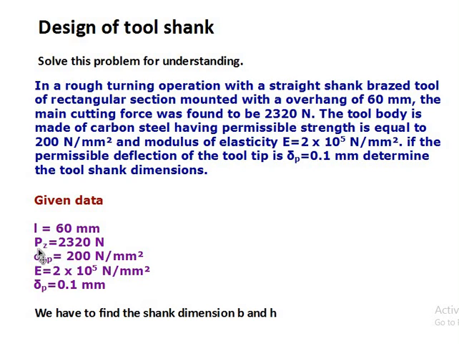Because only one cutting force is given, you have to consider it as a vertical force, that is PZ is equal to 2320 Newton. Then permissible bending strength sigma BP is equal to 200 Newton per mm square, Young's modulus E is equal to 2 into 10 power 5 Newton per mm square, and finally the deflection is equal to 0.1 mm. With this given data, we have to find the tool shank dimensions, that is B and H.